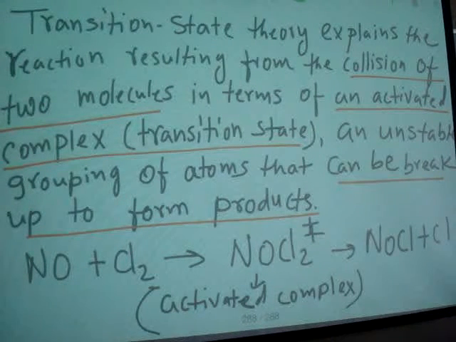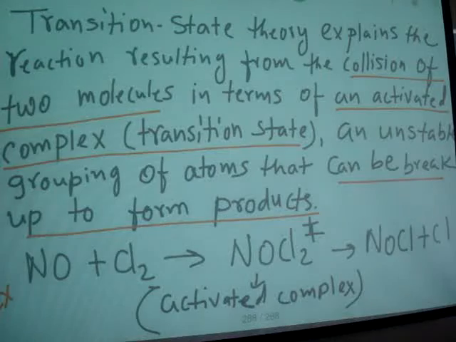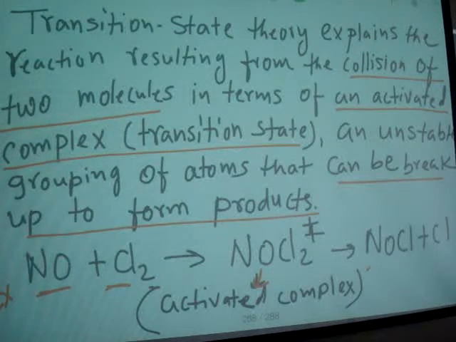So this is an example. NO plus Cl2. When they react, it forms the activated complex NOCl2, and then NOCl and then Cl separates. So this is an example. Now let's look at its diagram. Okay, so I'm going to draw the diagram in the next slide.